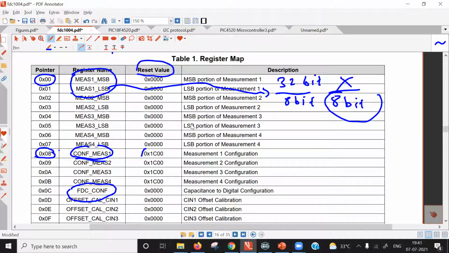Implementation of the I2C protocol is a little bit tough, but once you understand it, you can interface any peripheral device available in the market which supports I2C protocol. Any device you can interface.